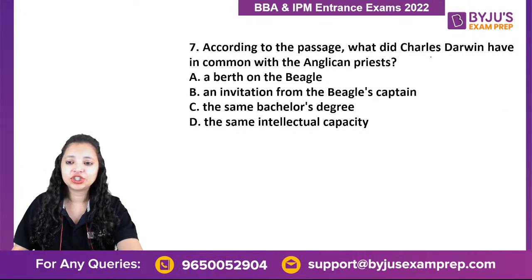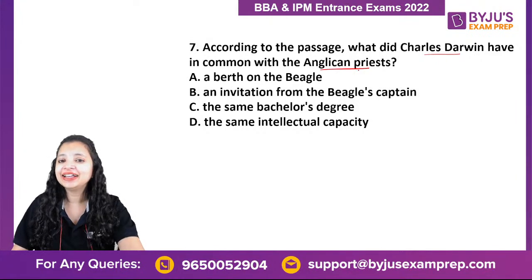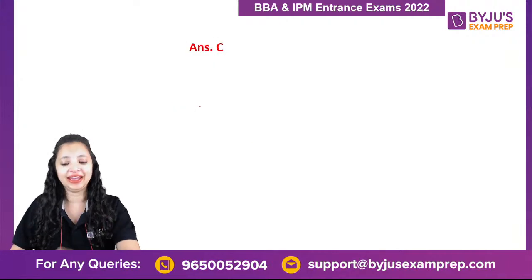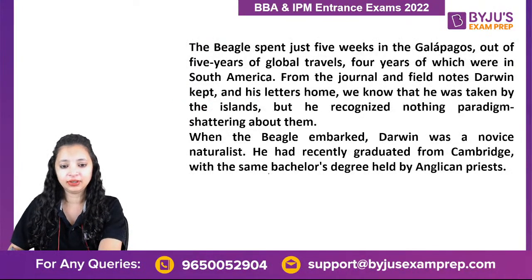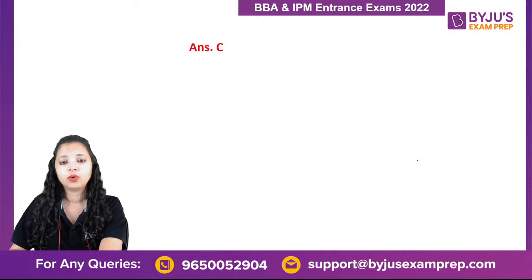The line said that Charles Darwin did not study a lot of things. He had the same degree as the Anglican priests had. So the answer has to be a clear A. Let me show you the line. Here. This line. He recently graduated from Cambridge with the same bachelor's degree that was held by Anglican priests. So our answer is C. Very factual answer. Question number 8.